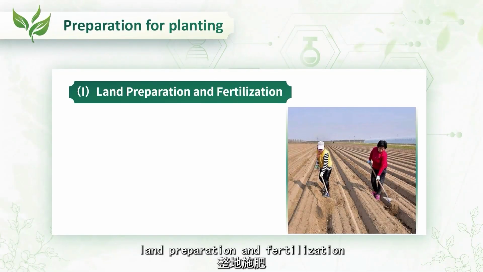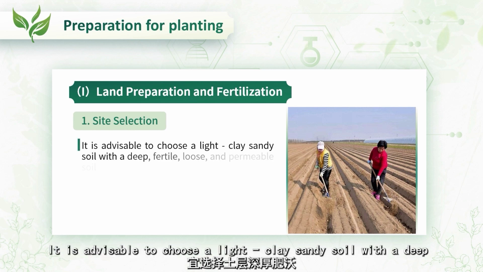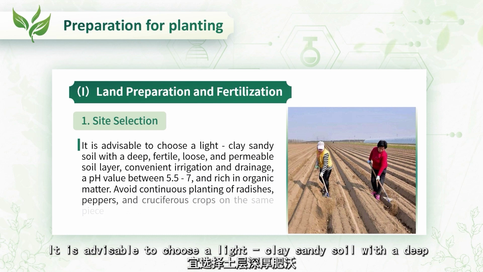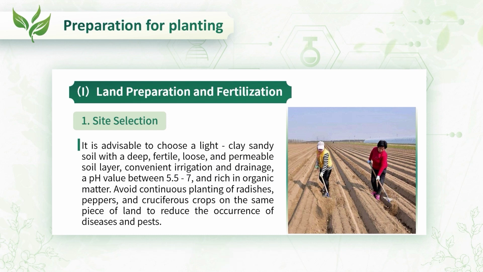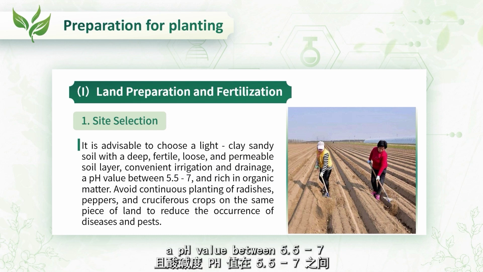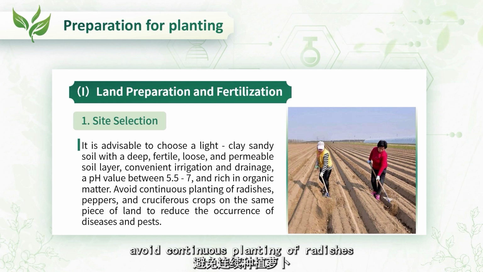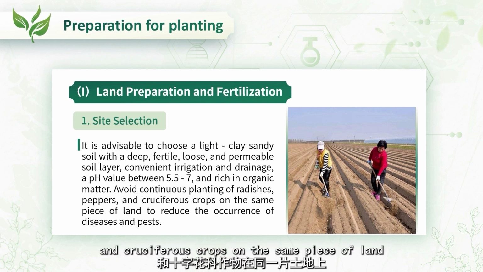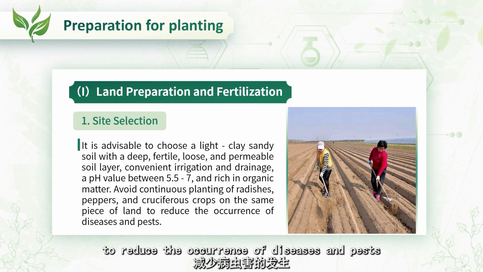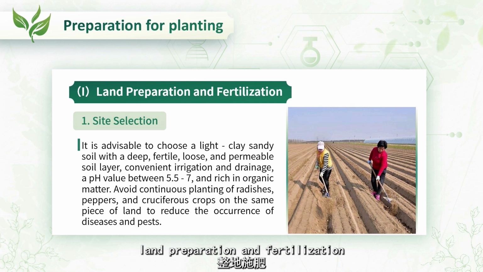Land preparation and fertilization. 1. Site selection. It is advisable to choose a light clay sandy soil with a deep, fertile, loose, and permeable soil layer, convenient irrigation and drainage, a pH value between 5.5-7, and rich in organic matter. Avoid continuous planting of radishes, peppers, and cruciferous crops on the same piece of land to reduce the occurrence of diseases and pests.